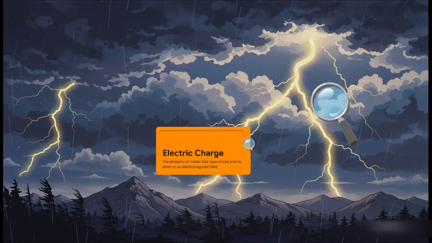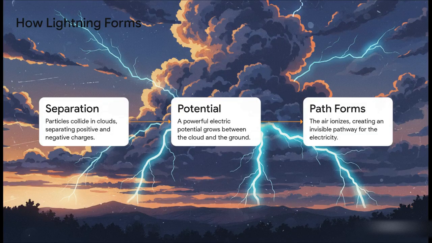And what's at the heart of all this atmospheric drama? Well, it comes down to a fundamental scientific principle: electric charge. It's basically the invisible engine driving everything we're about to see. It's all this potential energy that's just quietly building and building right up to its breaking point. So how does this actually work? Well, you can think of it in three simple steps.